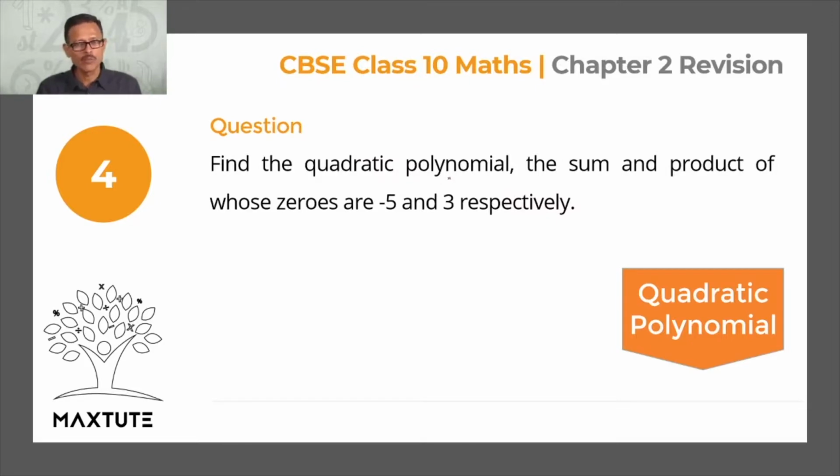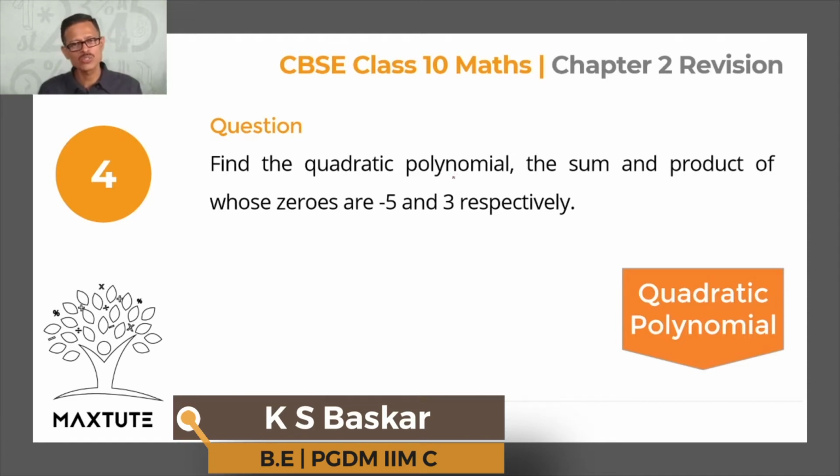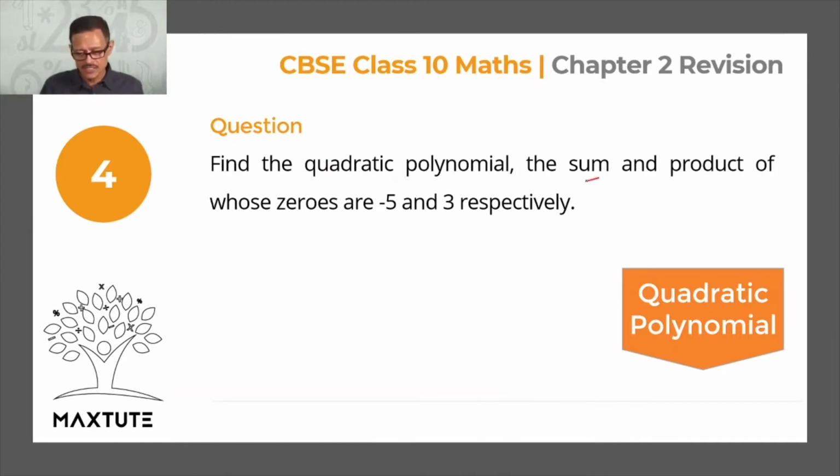Find the quadratic polynomial. The last question gave us the polynomial and asked us to compute the zeros and verify it with the coefficients. Here they're asking us to get to the polynomial, provided what they've given us: the sum of the zeros, and the product of the zeros of this polynomial.